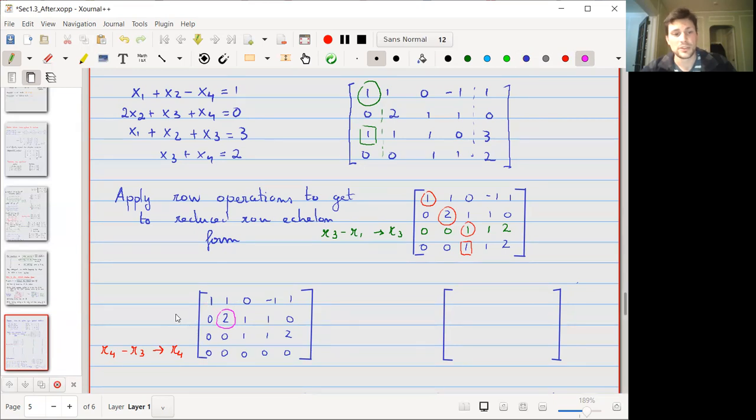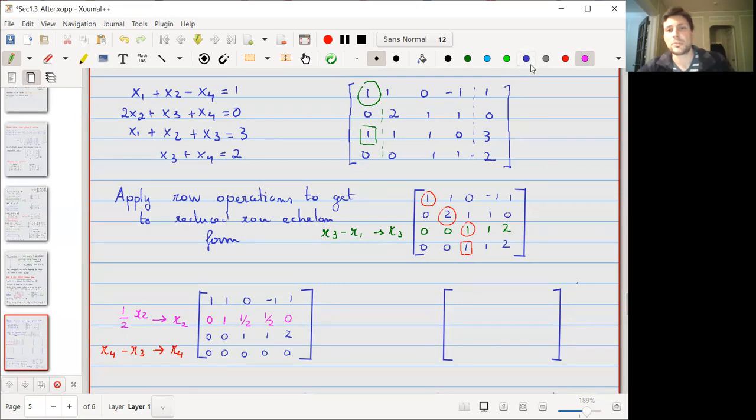What we could do to take care of that problem, and I will do it here, is to replace this row by itself divided by 2. I'm not going to write a new matrix for this. I will just write over this one. If I divide the second row by 2, I get 0, 1, 1/2, 1/2, 0. Now the leading entries are all 1.